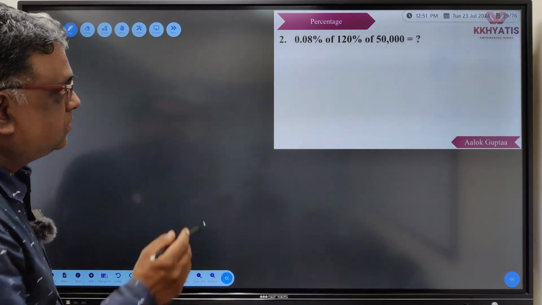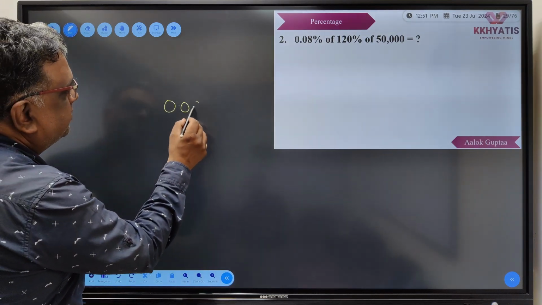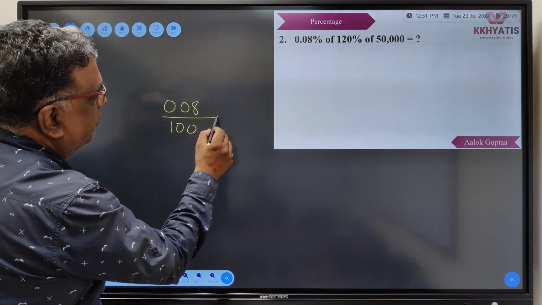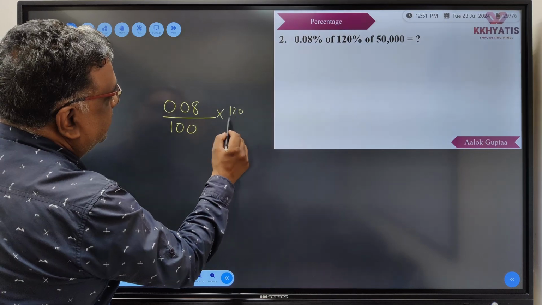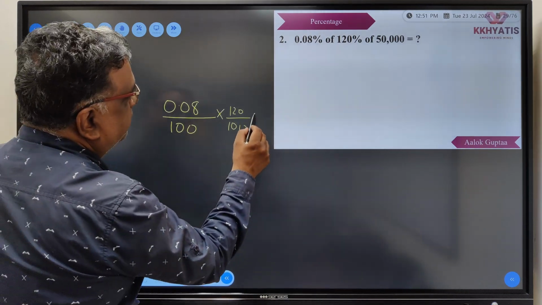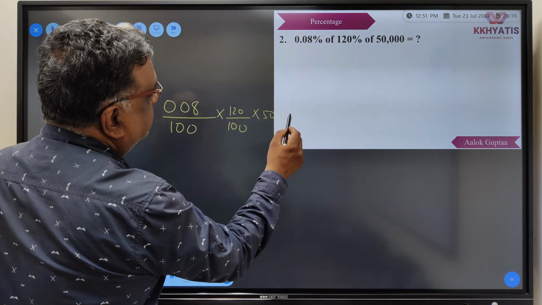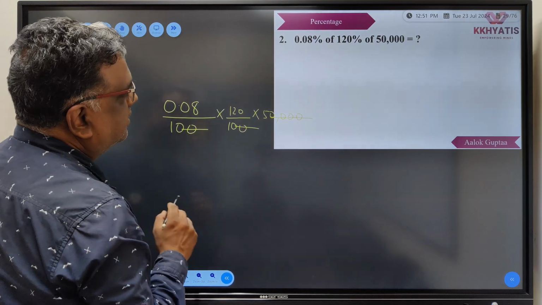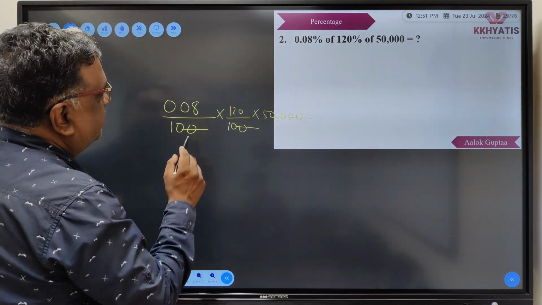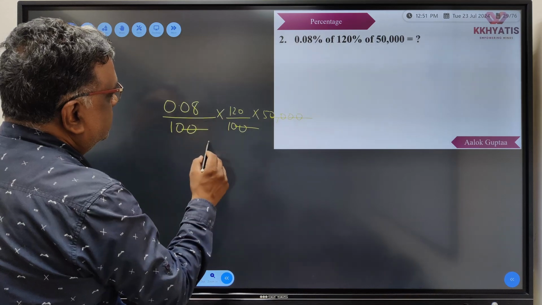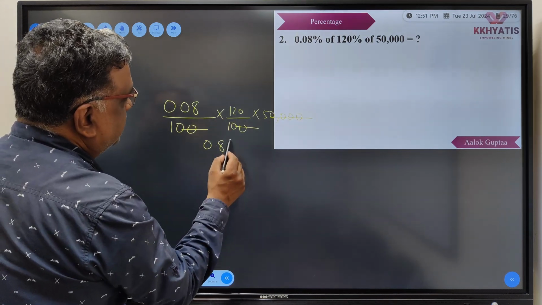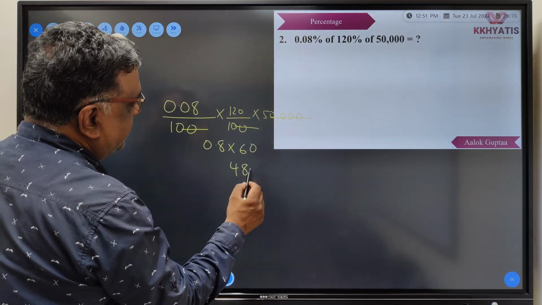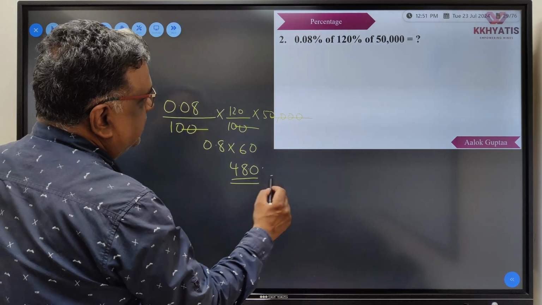What is this value? The questions based upon this: 0.08% means 0.08 upon 100, multiplied by 120 of 100 of 50,000, correct? So the 4 zeros will get cancelled here. Then 0.8 into 60 is 48. So 48 is the answer, correct?